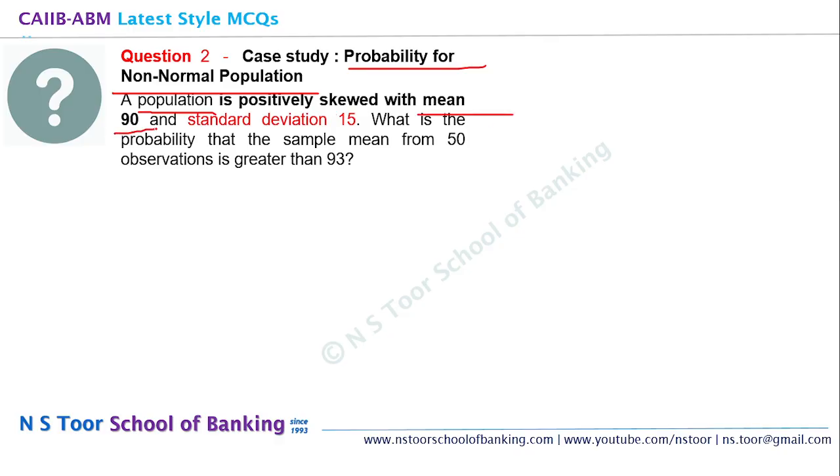What is the population mean? 90. And the standard deviation of the population is 15. Here they have given us two things: the population mean is 90 and the population standard deviation is 15. So what is the probability that the sample mean from 50 observations is greater than 93? When I take a sample of 50 observations, how probable is it that my mean will be greater than 93?